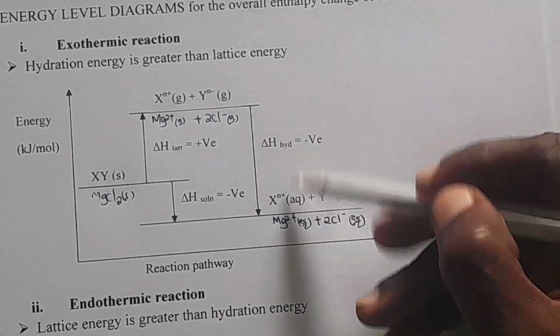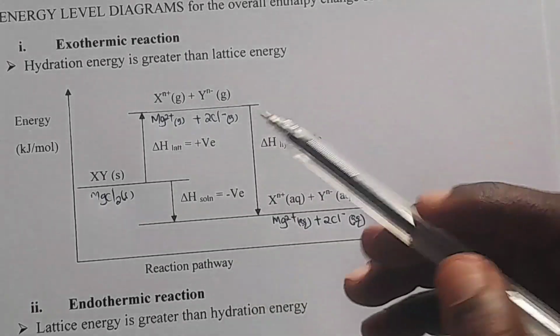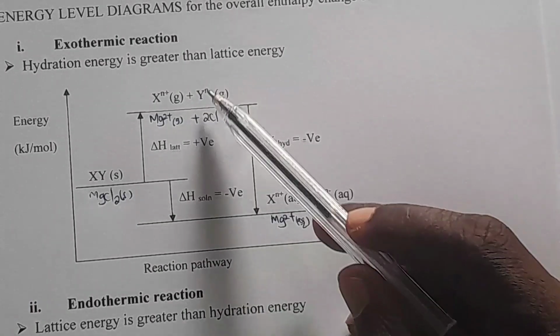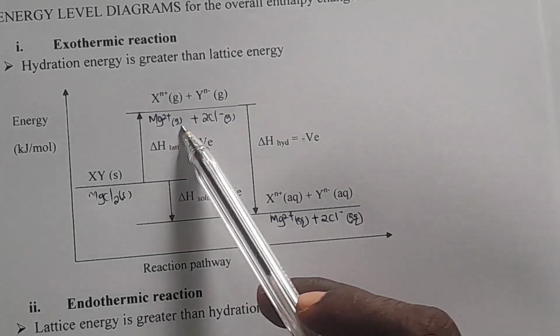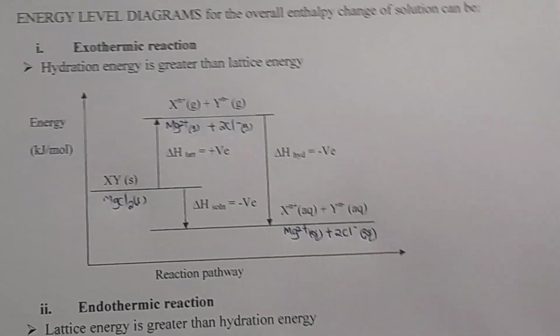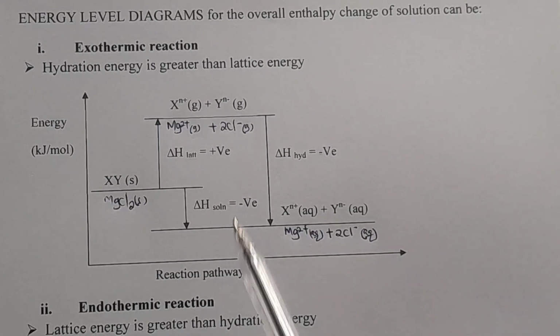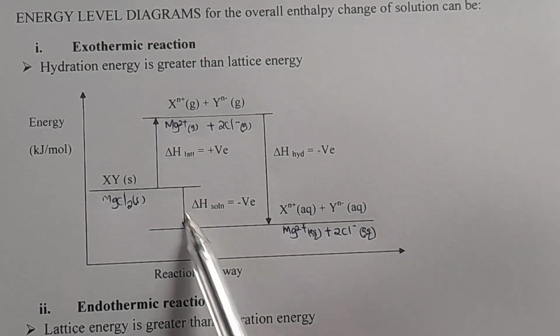So this is hydration energy, because we said hydration energy is the enthalpy change that occurs when 1 mole of gaseous ion becomes hydrated. In our case, we are having magnesium ion in the gaseous form, and it became hydrated. That means it became aqueous state, like that. So here we are having the enthalpy of solution, the one that we are calculating.